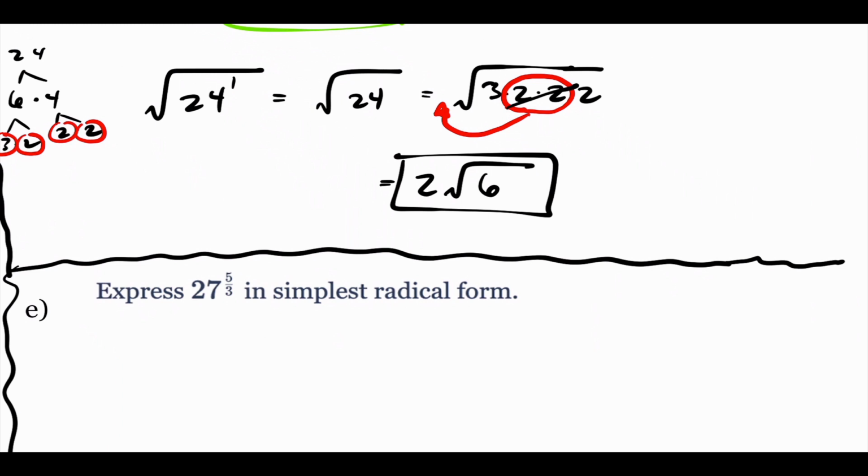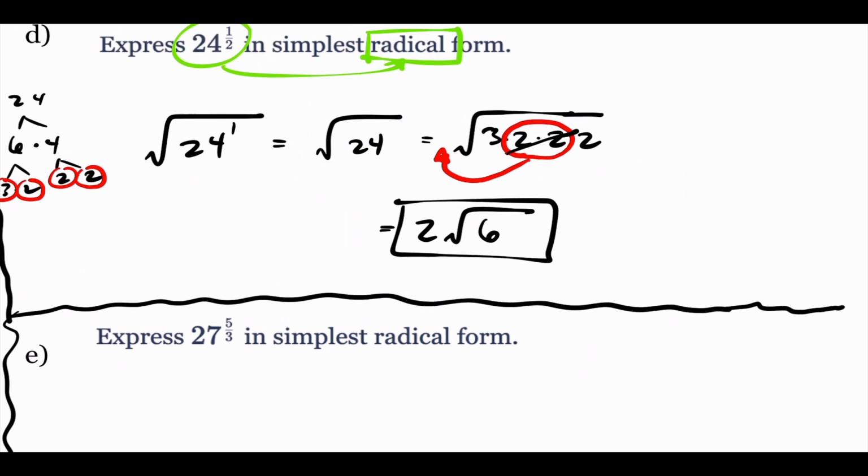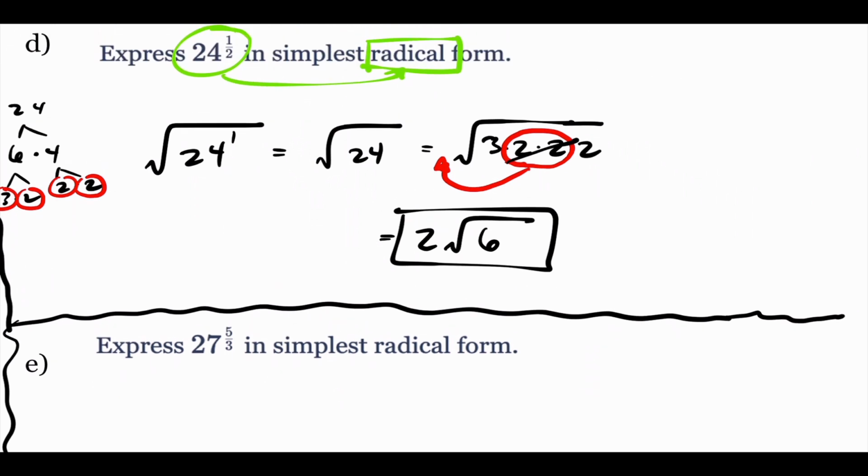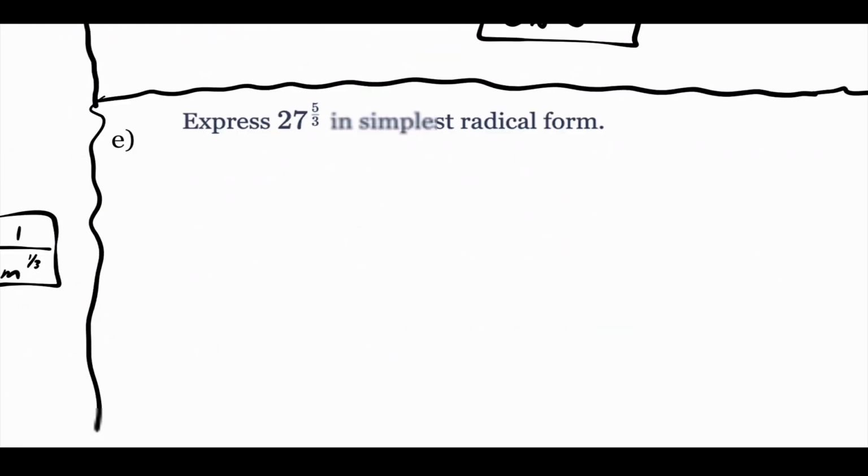Question? Yes, sir. 24 there. It's 2 to the power of 1, right? Yes. Anything to the power of 1 is itself, so that's why I just wrote it without a power. If it was 24 squared, I'd have to write 24 times 24. We're going to see this on the next one. Okay, so this guy right here.